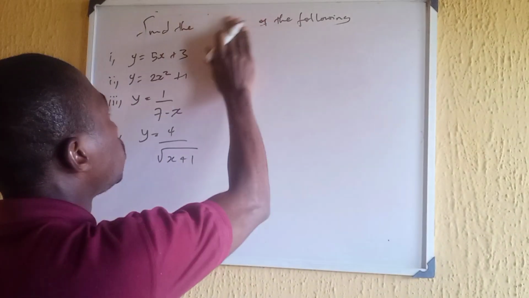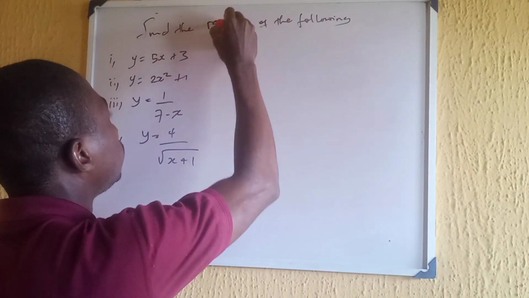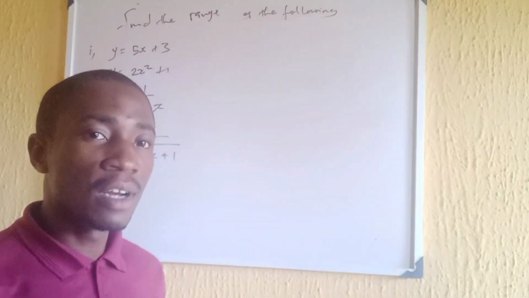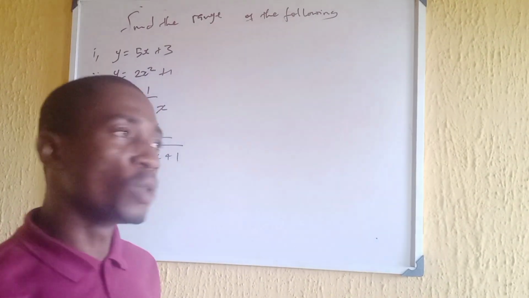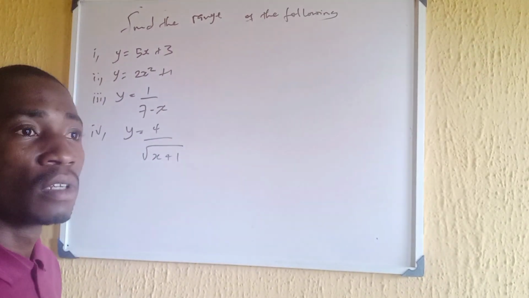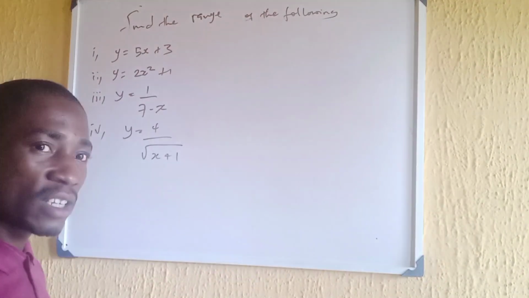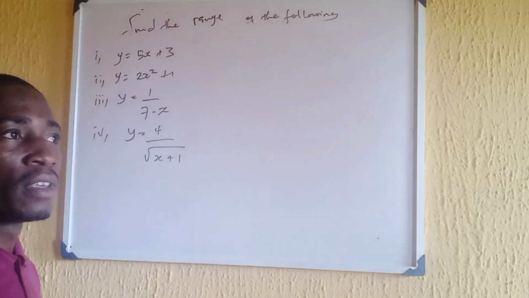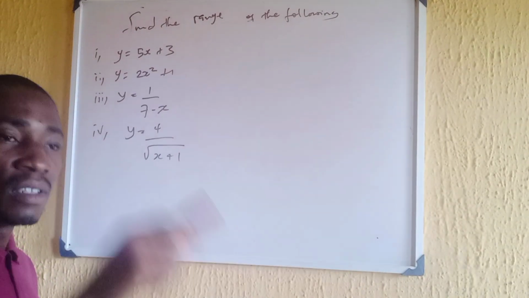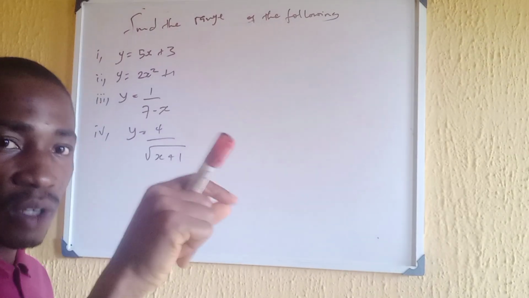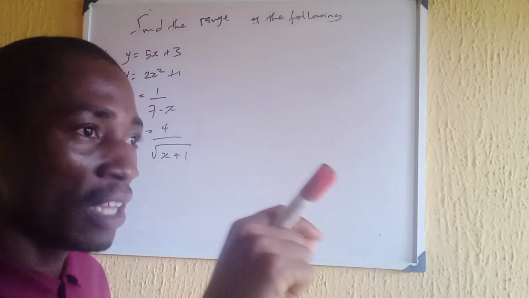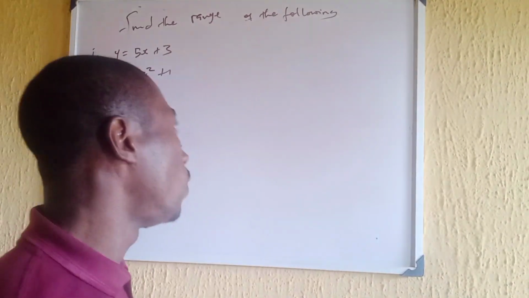Find the range of the following. So the first method is the graphical method. How do you do it? Plot the graph of each function. Now you look at the vertical axis. Anywhere there is a gap on the vertical axis, that place is excluded. That means it's undefined. So any value there is an excluded value.